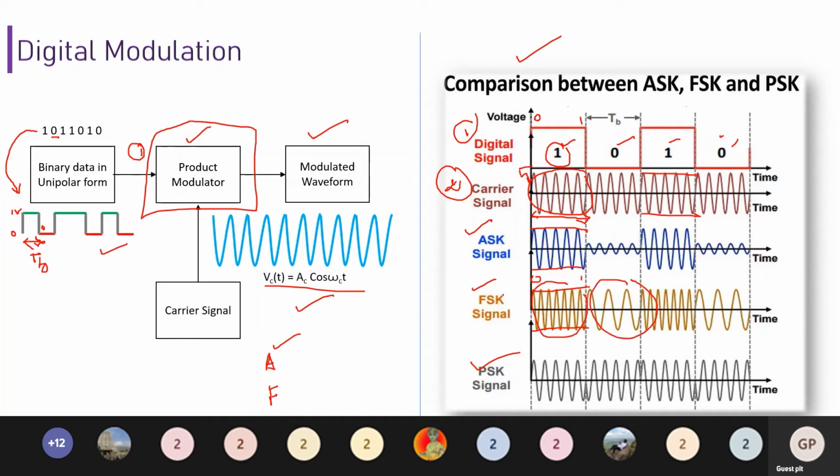So that is called frequency shift keying. And if you just look at phase, for logic 1, here we have the carrier signal added with 0 degree. So 0 degree means the same carrier that we're going to take and represent over this bit duration. And for logic 0, we have to add this carrier signal plus 180 degree.